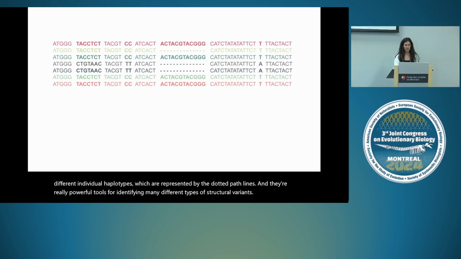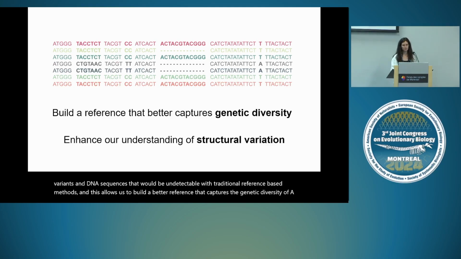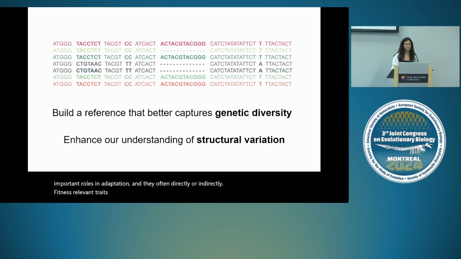When we scale this up, pangenome graphs have the power to reveal thousands of structural variants and DNA sequences that would be undetectable with traditional reference-based methods. And this allows us to build a better reference that captures the genetic diversity of a species or clade, and can also enhance our understanding of structural variation. And structural variants have been receiving a lot of recent attention, especially for having important roles in adaptation, and they often directly or indirectly underlie fitness relevant traits. But their average effects on fitness are not as well understood.